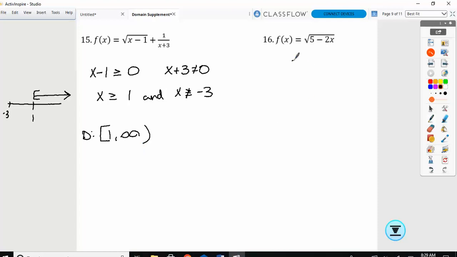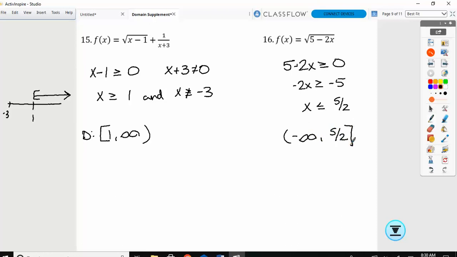So we just have a radical, so the thing under the square root, greater than or equal to 0. So if I subtract over my 5, I have to divide by a negative, which flips my inequality. So x is less than or equal to 5/2. How do we write that? Parentheses, negative infinity to 5/2, bracket. Yes. So everything's smaller than the 5/2. So negative infinity to 5/2.